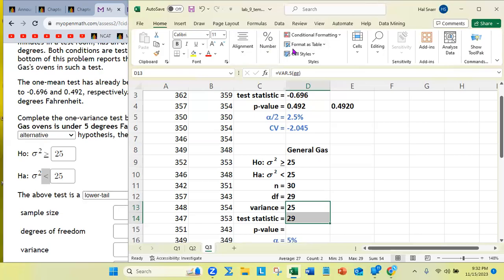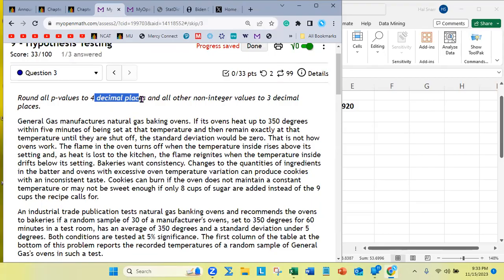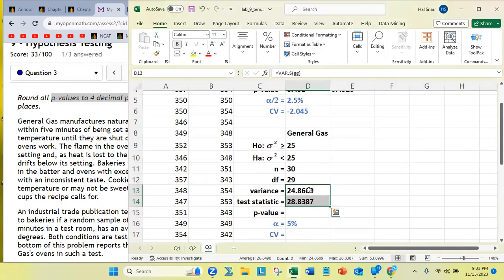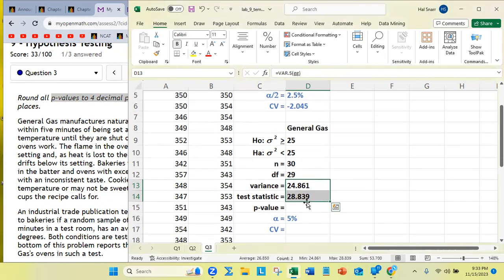But we want this in terms of 4 decimal places. Again, we need 4 decimal places for non-integer values. Oh, and p-values to 4 decimal places and all non-integer values to 3 decimal places. So the test statistics are 3 decimal places, and the p-values are 4 decimal places.